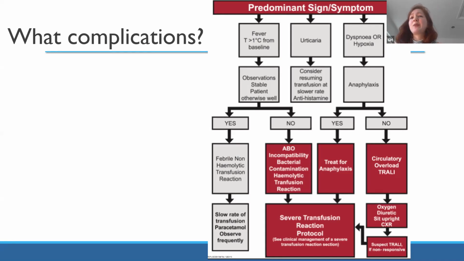You want to do a chest X-ray. On a chest X-ray, it's going to show they've got pulmonary edema. Assess their fluid status. They might look a bit overloaded. Their JVP will be raised. And this will often be happening while they're having the transfusion.